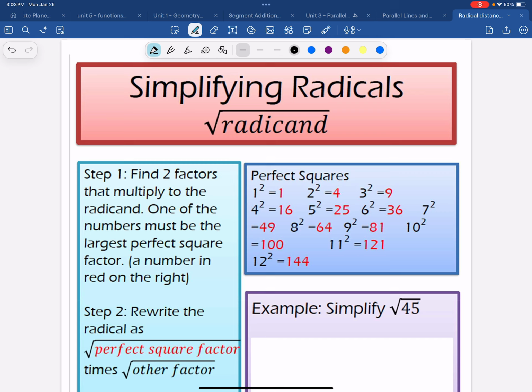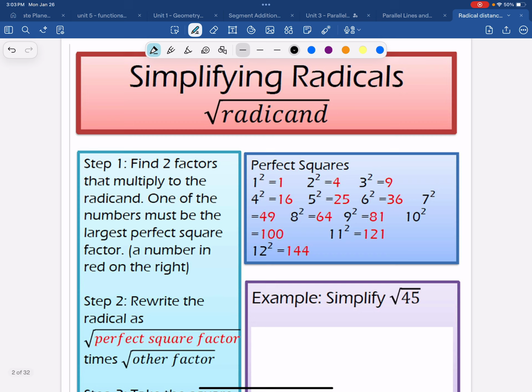We know how to do this with our calculator, but a lot of times that gives us an approximation. It doesn't give us an exact answer. So what we're going to learn today is how to simplify into radical form, which is called an exact answer.